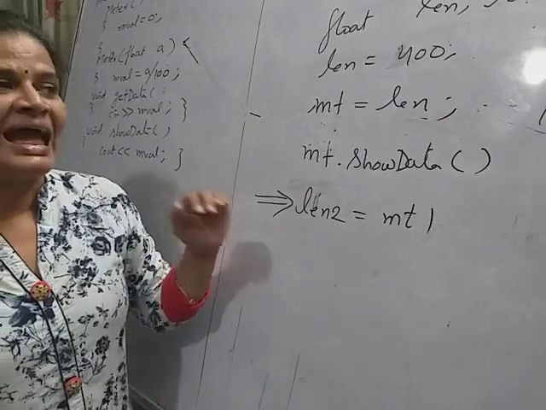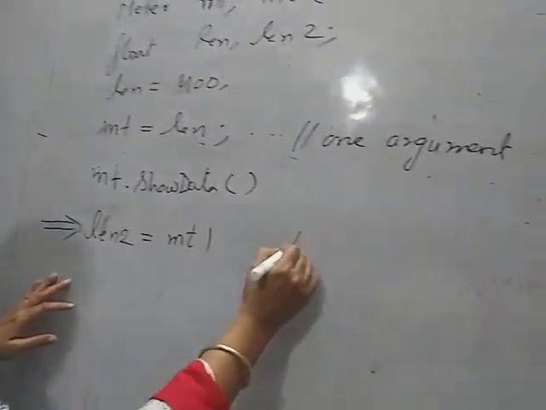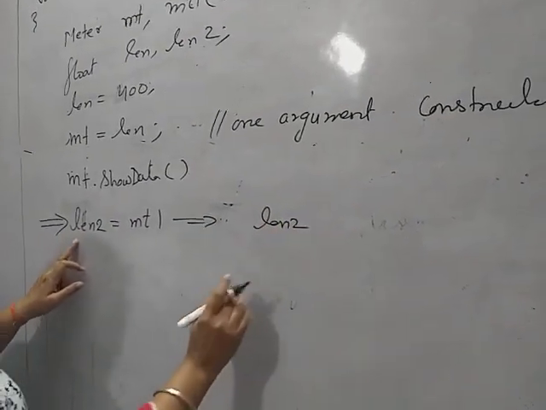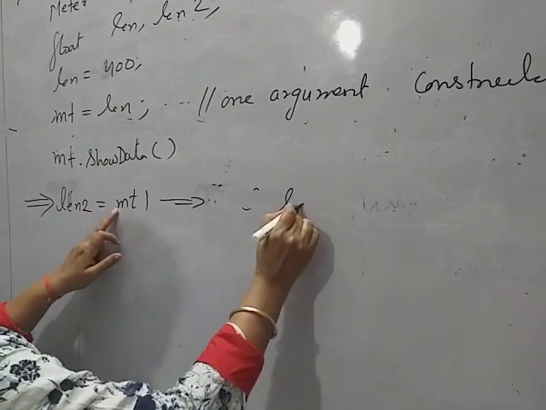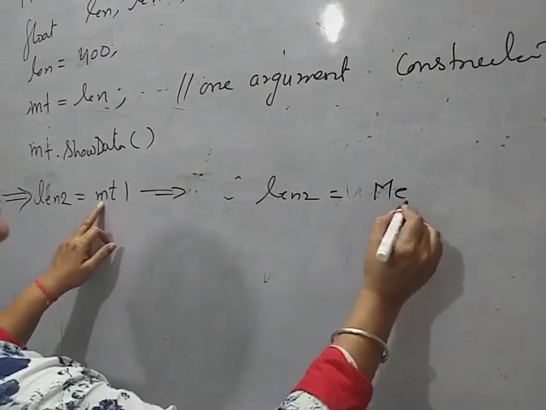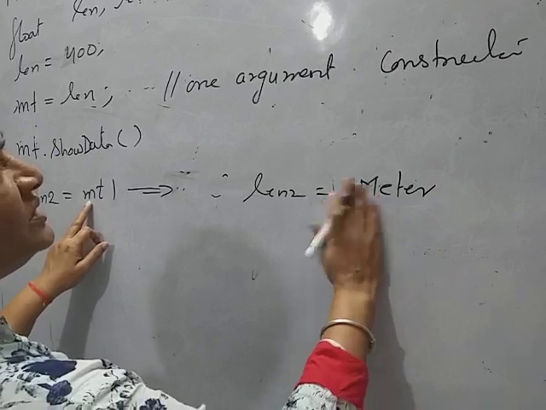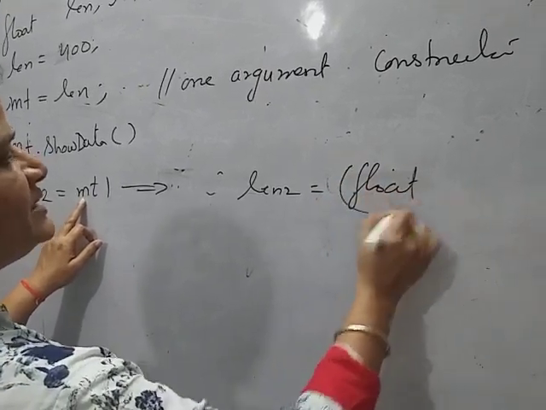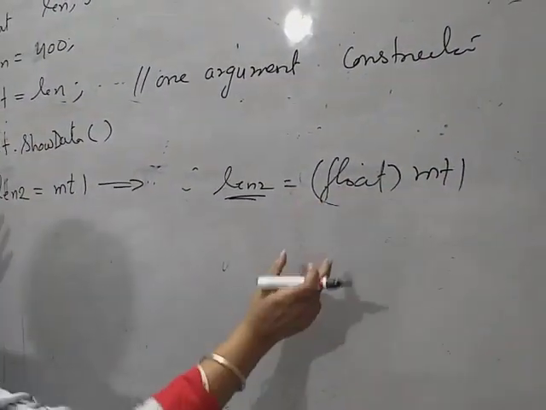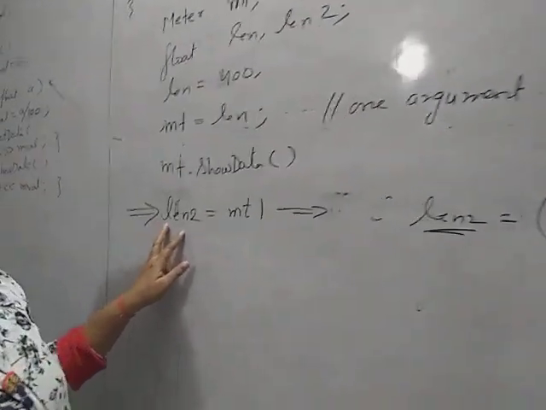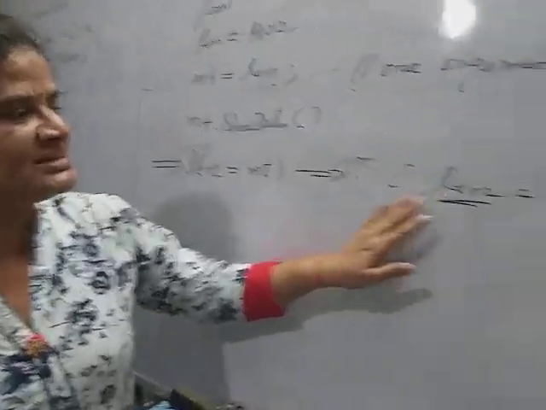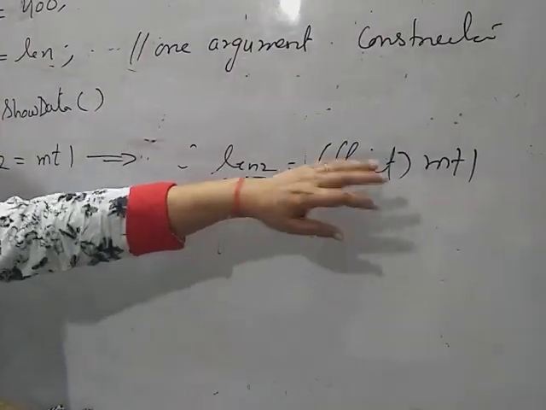This is a special routine, and here you can see this is treated as len 2. You can consider this as len 2 equal to float. What is the type here? This is a typecasting. I want to typecast with what? This, and this is the type of the destination variable. So the destination variable is float. So simply this statement is treated as: len 2 equal to float empty 1.